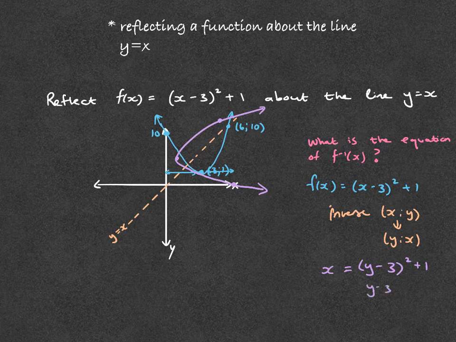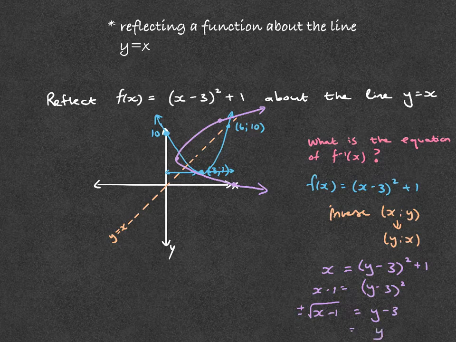So the first thing is we're going to subtract 1 on both sides. So that's x − 1. Okay, and then we're going to square root on both sides. So it's plus or minus the square root of x − 1. And then lastly, we're going to add that 3. So it's y equals plus or minus the square root of x − 1, plus 3.